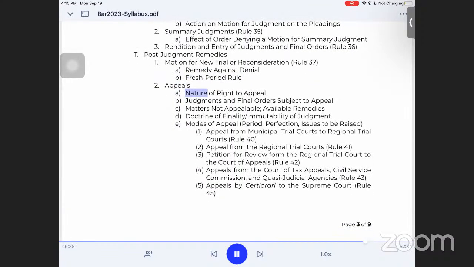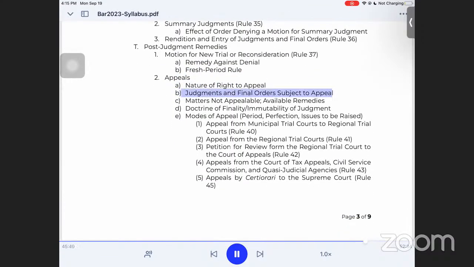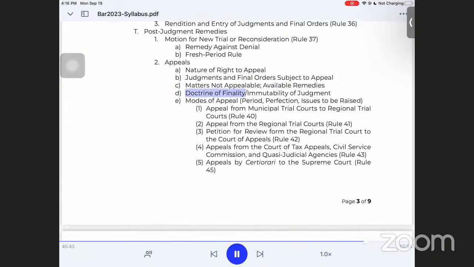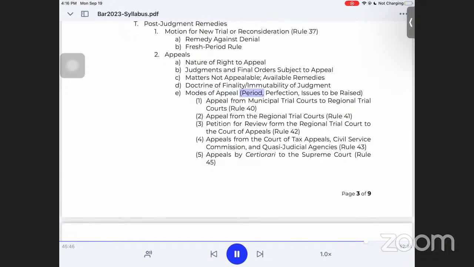Appeals. A. Nature of right to appeal. B. Judgments and final orders subject to appeal. C. Matters not appealable, available remedies. D. Doctrine of finality, immutability of judgment. E. Modes of appeal, period, perfection, issues to be raised.